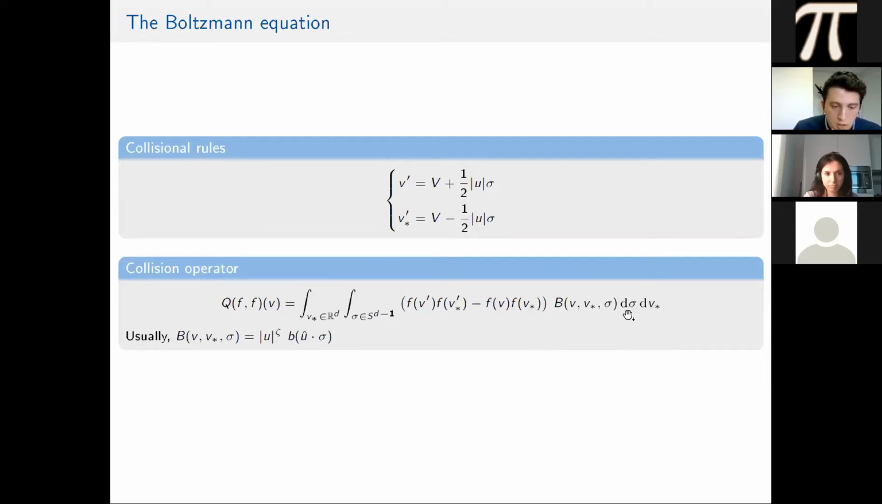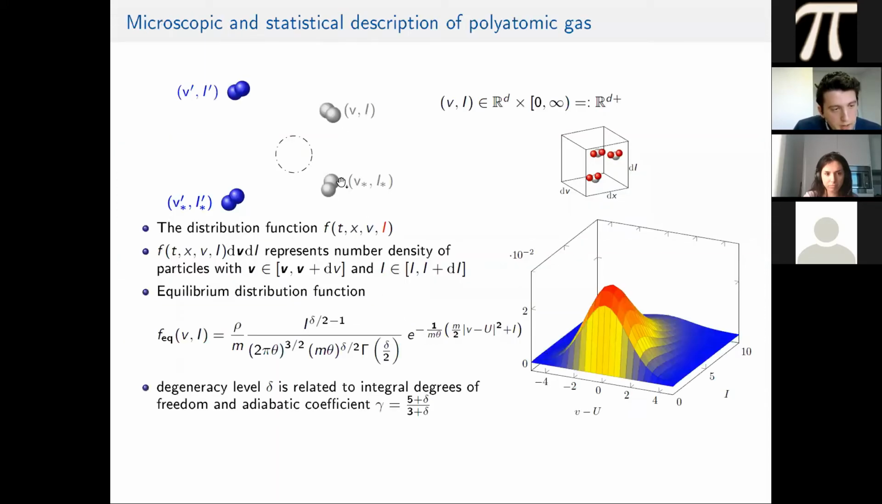Notice that here you integrate only over sigma and one velocity. In the monatomic situation, usually for the cross section we choose the hard-sphere model. So the cross section is proportional to the relative velocity to some power, times some function of angle that in most applications is constant.